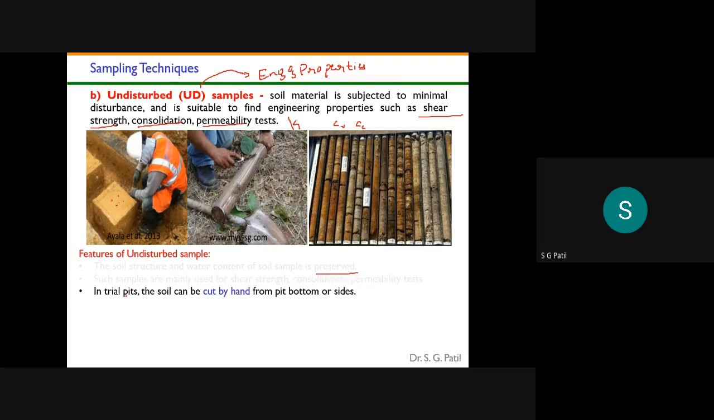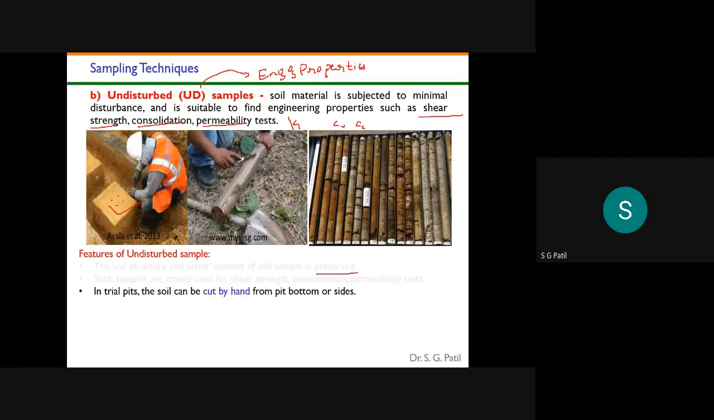And then in a trial pit, the soil can be cut by hand from the pit bottom or sides. How can we obtain an undisturbed sample? If you have a trial pit, then you cut the soil sample by hand like this. Or if you are in a borehole, then you use a thin-walled sampler.